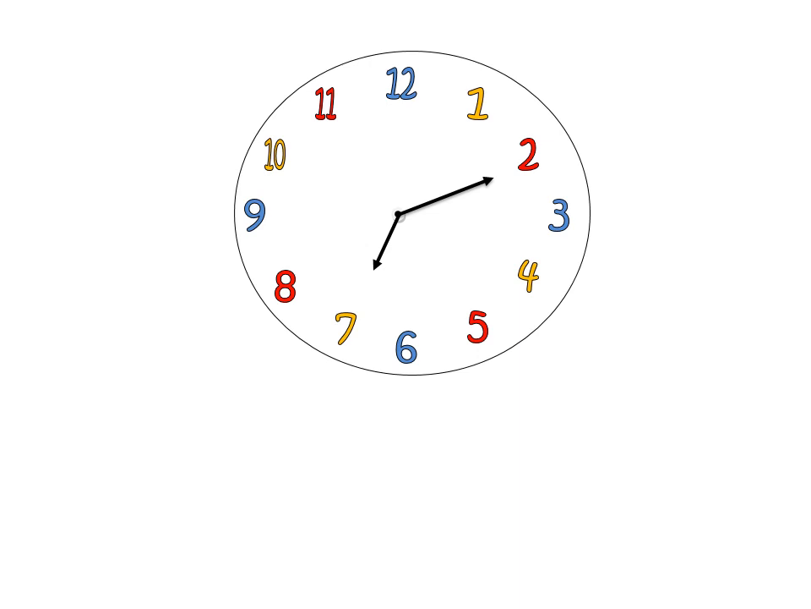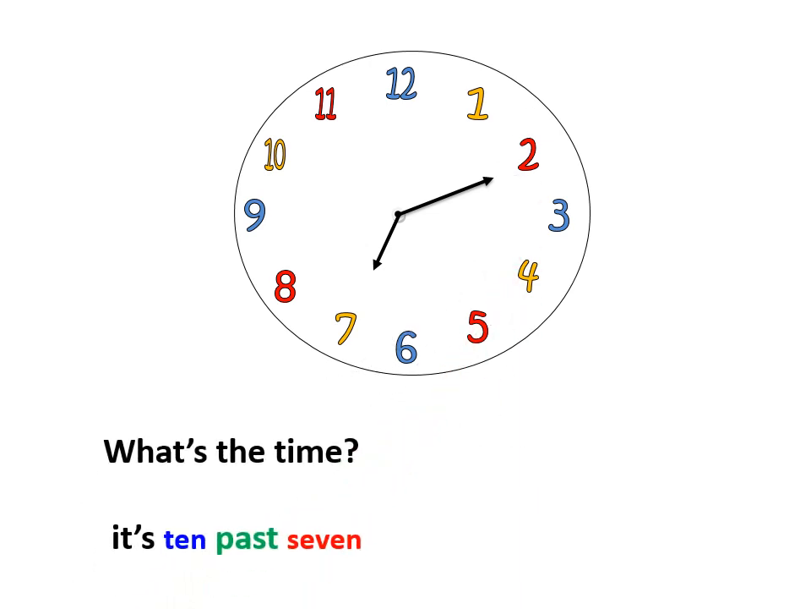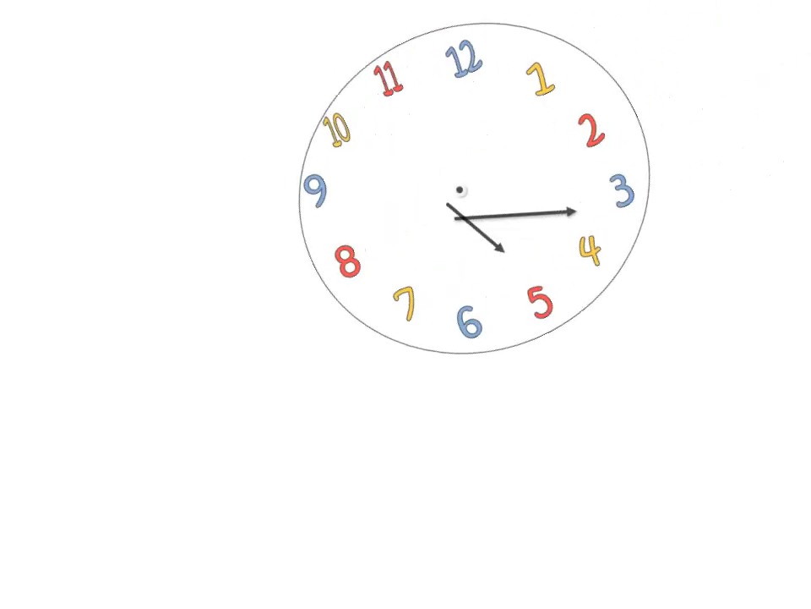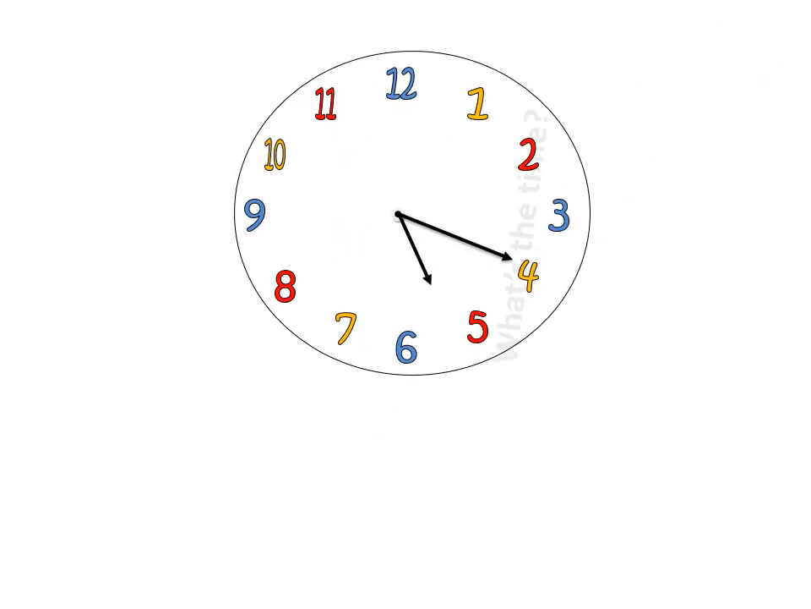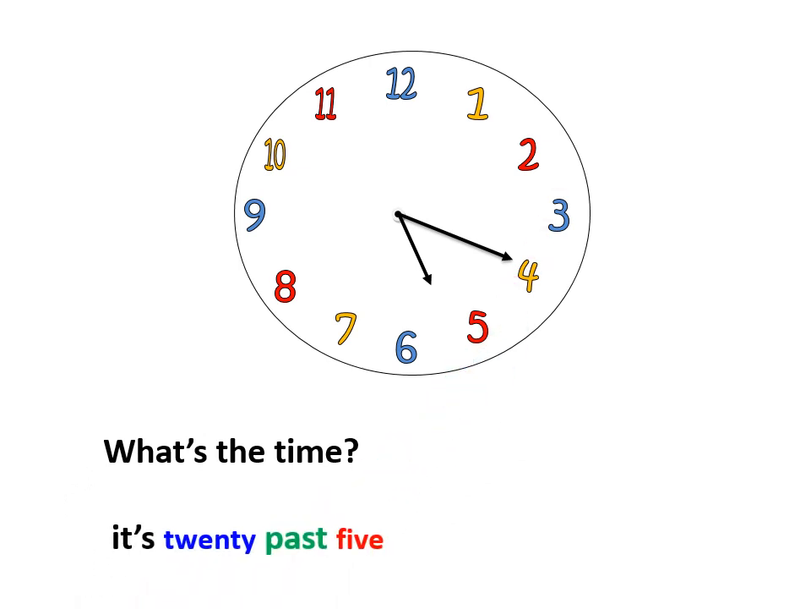Okay, what about this one? I have the long arrow on 2. So I use past also. So, what's the time? It's 10 past 7. What about this one? I use past also. What's the time? It's 20 past 5.